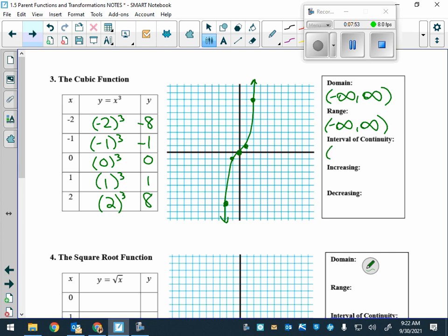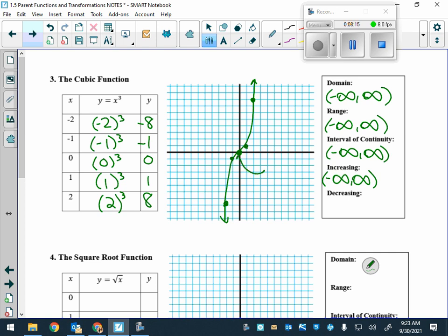Perfect. Negative infinity to infinity, because you do not lift your pencil. Jaden, where am I increasing? Good. Okay. So this type of graph we have seen actually before, in some of the homeworks, in terms of increasing or decreasing.